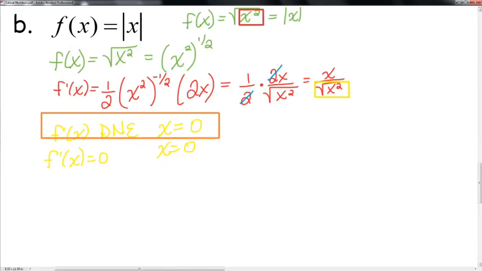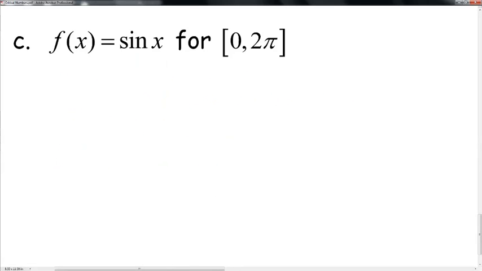Alright, let's find the critical points for sine x. So let's take our derivative. f prime of x is equal to cosine of x. We're going to set this equal to 0 because we're going to find those values of x that make the cosine function equal to 0. Well, again, cosine is equal to 0 at pi over 2 and 3 pi over 2. And so my critical points are located at x equals pi over 2 and 3 pi over 2.